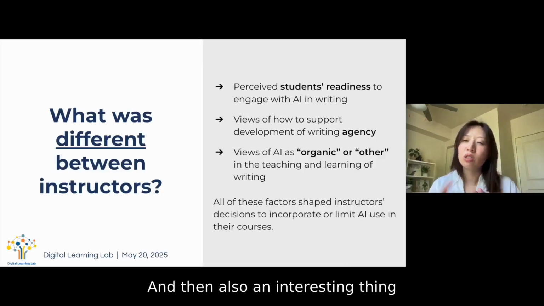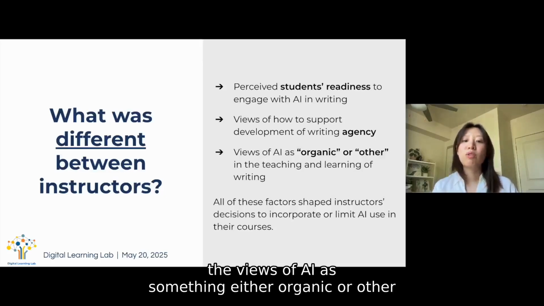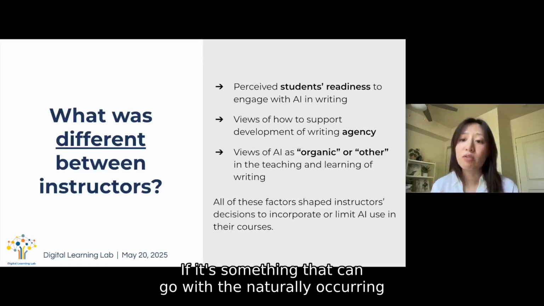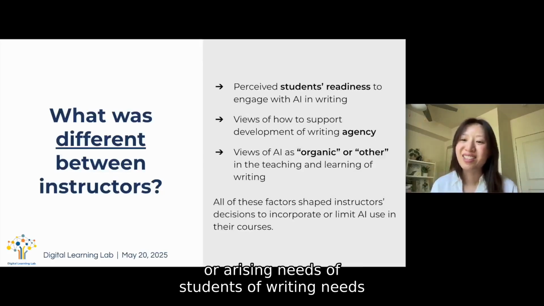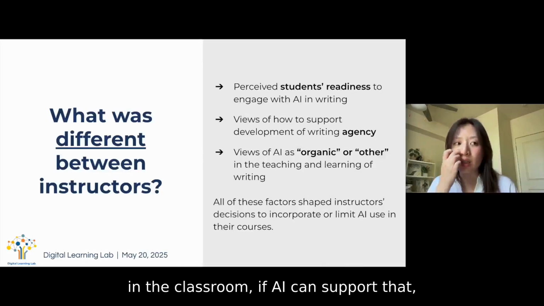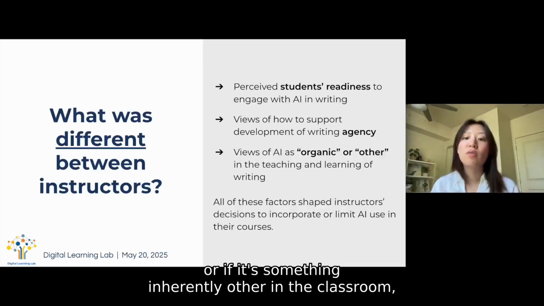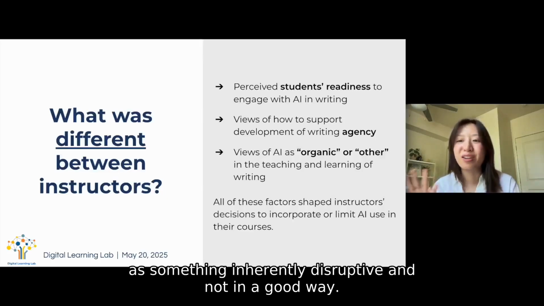And then also an interesting thing that we're still exploring, the views of AI as something either organic or other in the teaching and learning of writing. If it's something that can go with the naturally occurring or arising needs of students, of writing needs in the classroom, if AI can support that, or if it's something inherently other in the classroom, as something inherently disruptive and not in a good way.